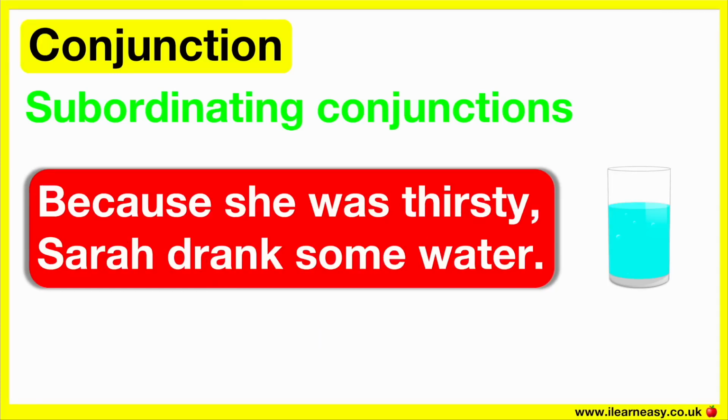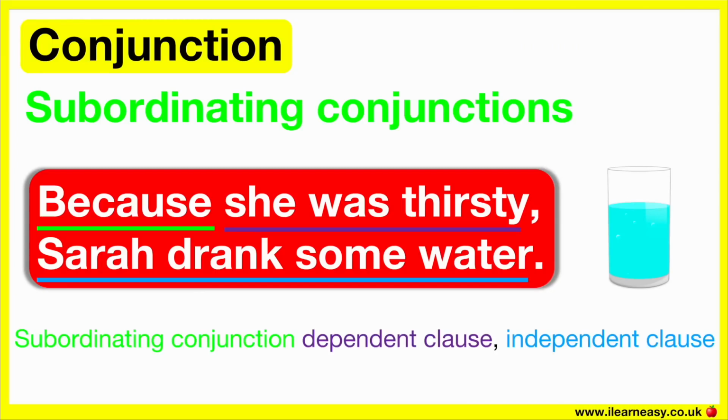Because she was thirsty, Sarah drank some water. In this example, the subordinating conjunction is followed by the dependent clause, comma, and then the independent clause. So when the dependent clause comes first, the subordinating conjunction is placed at the beginning of the sentence, and a comma separates the dependent clause from the independent clause.